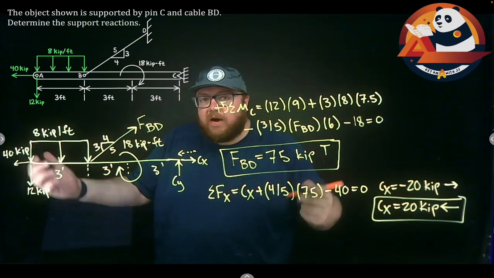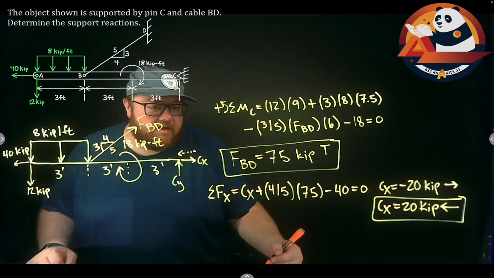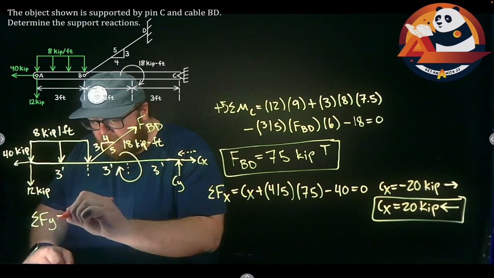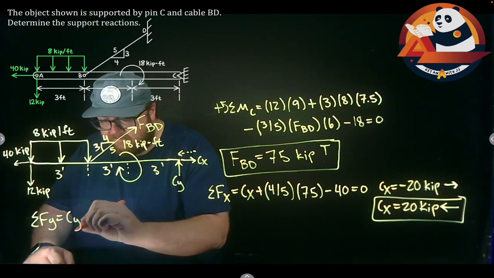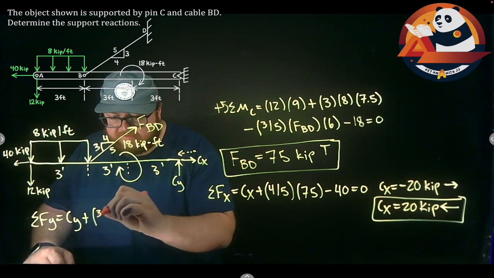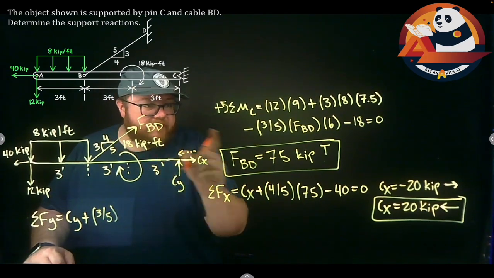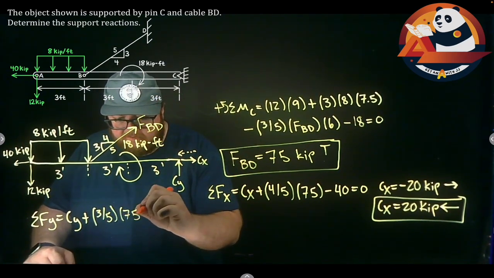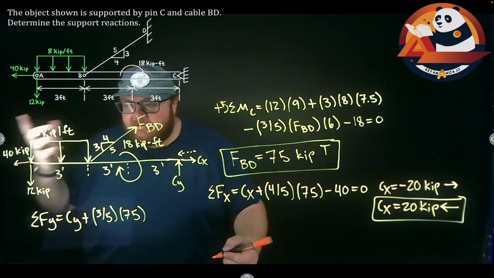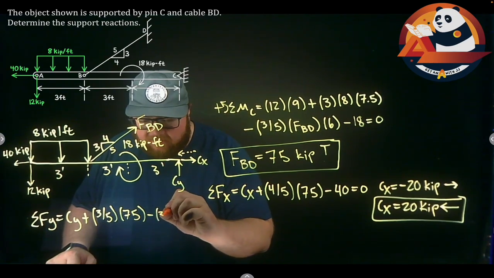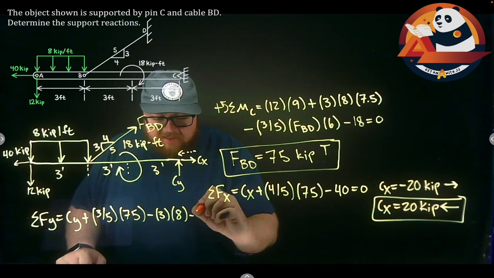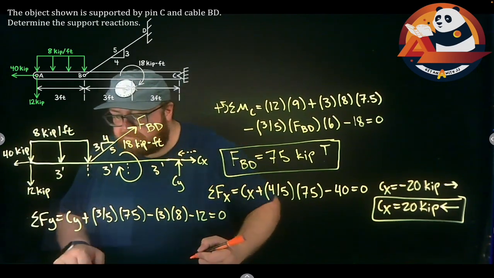Finally, I can sum forces in the y, and I'll get my Cy figured out from this. So if I sum my forces in the y direction, I have Cy going up. I have FBD going up, so plus 3/5 of FBD, 75, minus my distributed load. It's going straight down, so just minus the area, minus 3 times 8, minus my applied force, minus 12, is going to get me to 0.